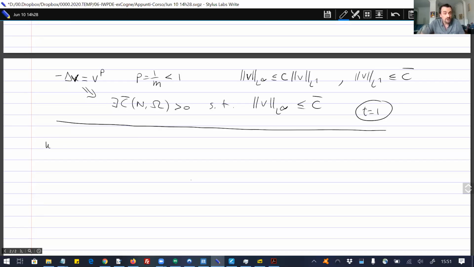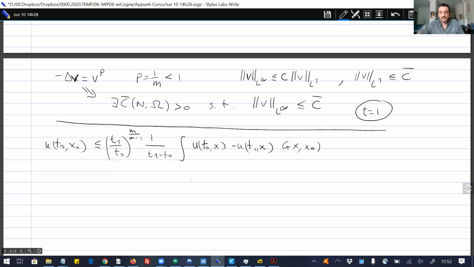So you have u of t0, x0 less or equal than, I write what you get by bringing the times here on the right hand side, and then you have 1 over t1 minus t0, and then you have the integral of u of t0, x minus u of t1, x, times g of x, x0, dx. So we are considering non-negative functions, which amounts just to require that the initial data is non-negative, we have comparison, that's it. So this we can throw away. So this is less or equal than zero.